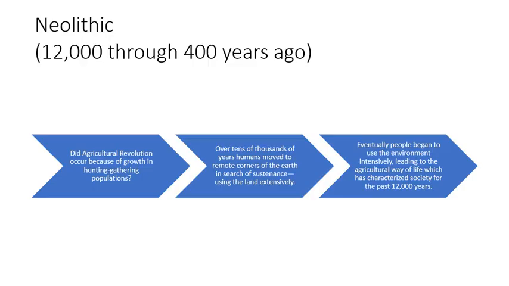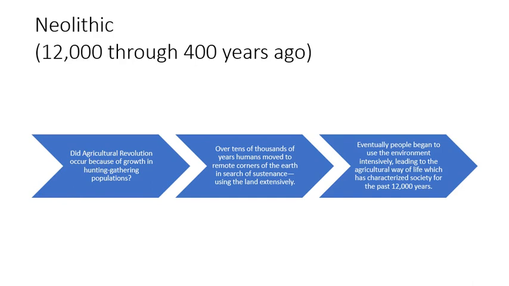The Neolithic, which follows that, occurs on the heels of early agricultural breakthroughs. Of course, it's almost a misnomer to refer to anything as the agricultural revolution. This was actually a series of revolutions over hundreds and thousands of years. Of course, one of the big questions is, did agricultural revolution occur because of growth in the hunting and gathering populations? That's a possibility. So there's two different ways to look at that.